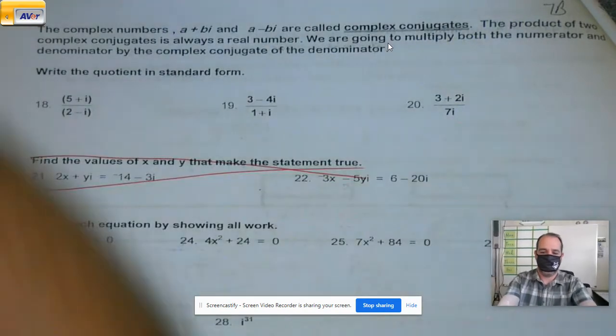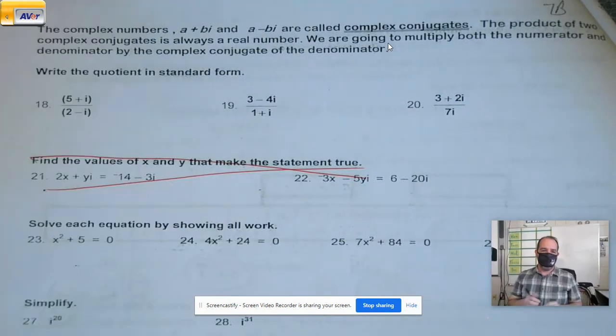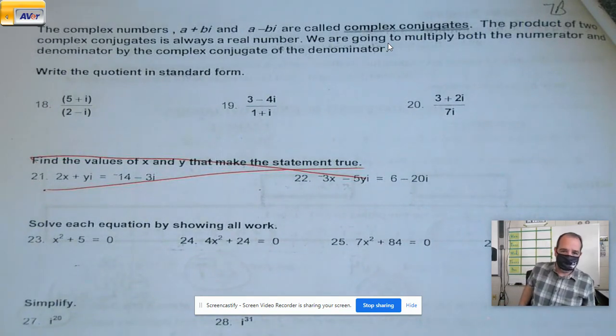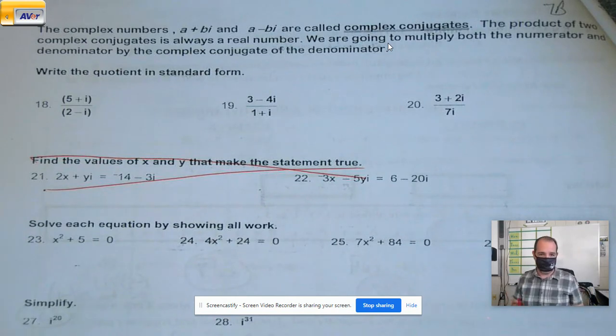So when we do this, how are we going to fix it? Well, when we had the radicals before, we would multiply the numerator and denominator by that radical. And this is similar in the way that it's going to work. Here's the deal, though. We're going to multiply by what's called the complex conjugate.